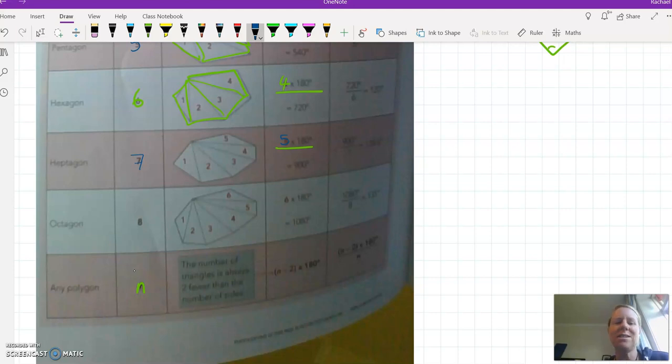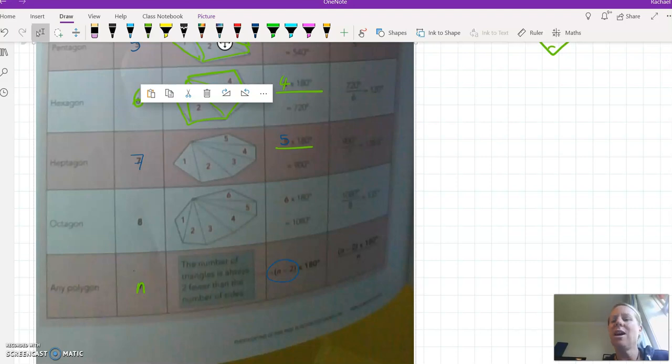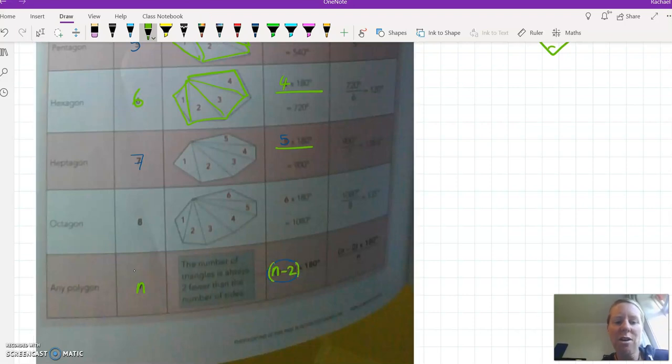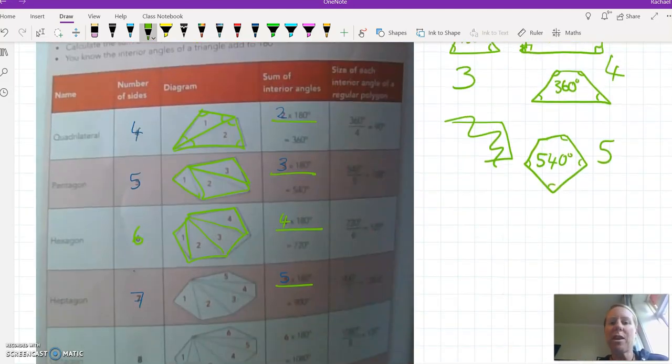Hey, so if it's got n sides, what number am I going to have to multiply by 180? 7, 5, 6, 4, 5, 3. I'm taking away 2 every time, aren't I? So I'll end up with n minus 2 lots of 180. So if I had a 50,000-sided polygon, I could do 49,998 times 180. And that would tell me what those interior angles of the polygon add up to.